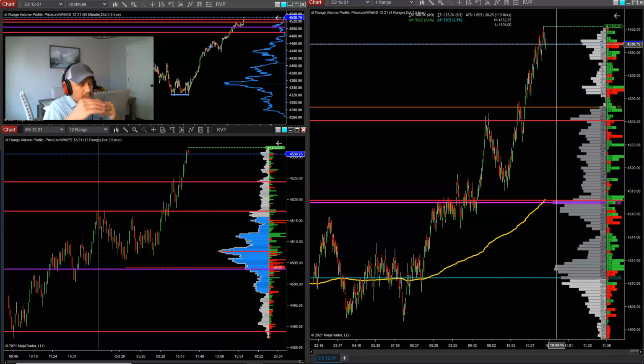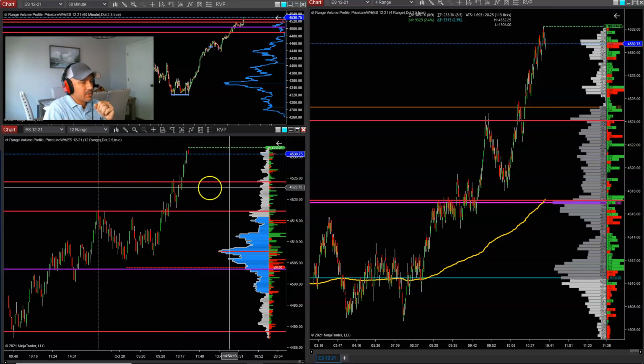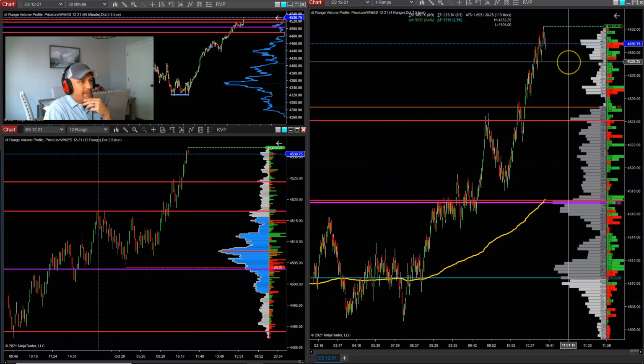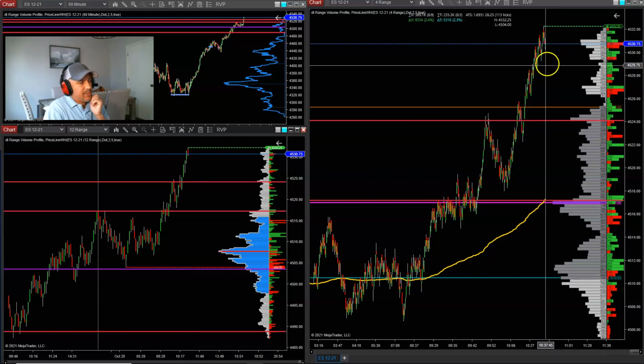Looking at things from a micro standpoint. This is from a macro standpoint. This is from a micro standpoint, and then I look for the failure rejection to happen on my 4 range chart.